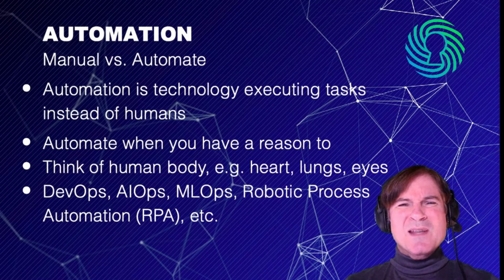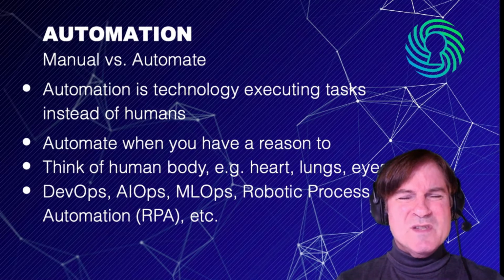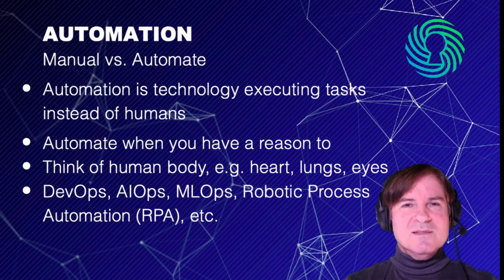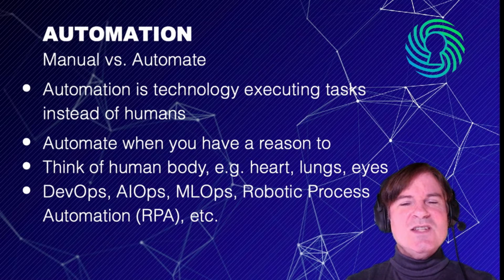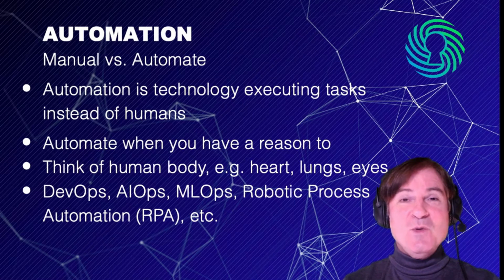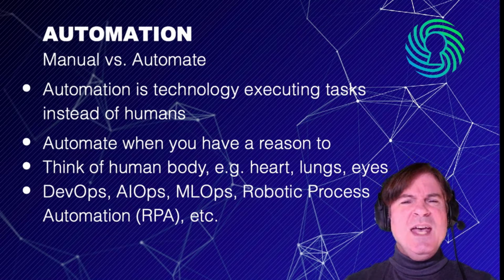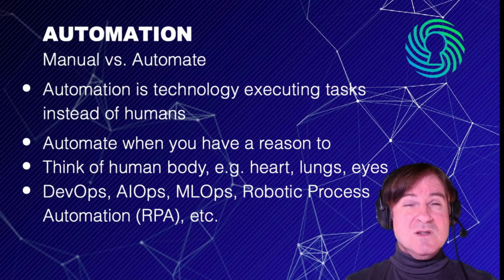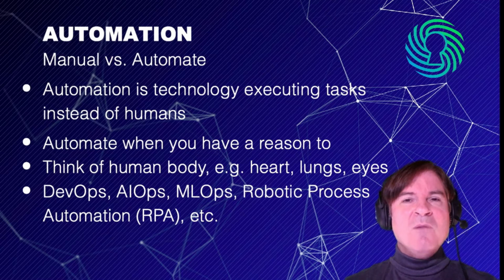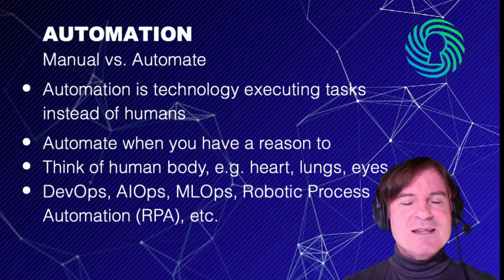So what do we mean when we say automate? What does it mean to say manual versus automate? Well, it's a fairly obvious definition, and the one that we're going to use is automation is technology executing tasks instead of humans. It's really just that simple. And you don't automate unless you have a reason to. You don't automate just to automate. Modernly, that is very often the case.